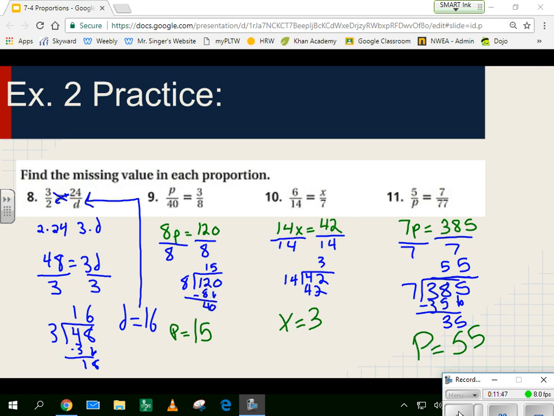I divided 7 into 38. That went in 5 times. I had a remainder of 3 and brought down the 5. 7 went into 35 again 5 times. So p here equaled 55. So hopefully you got the same answers, and it worked really well for you. We'll be doing a lot of extra practice as we go, so make sure you really get this. The whole second section of our unit is going to basically be using proportions too.